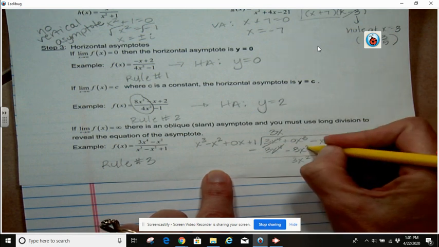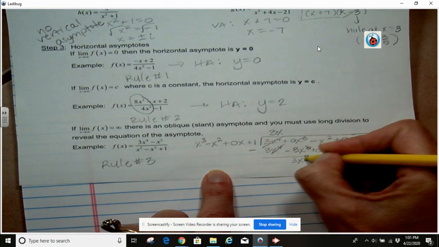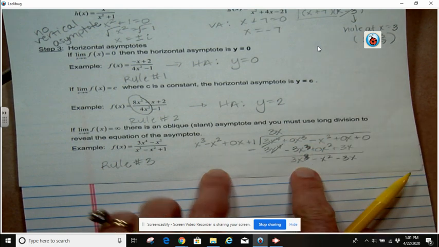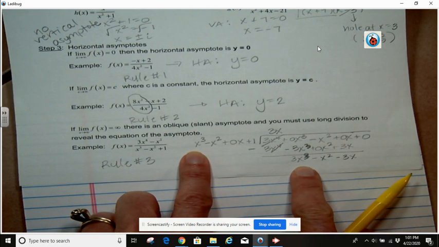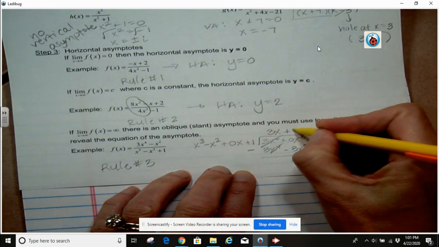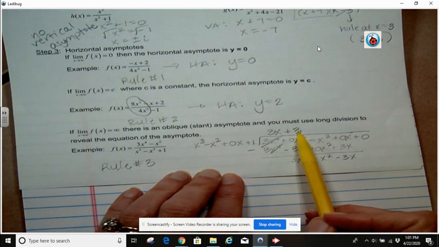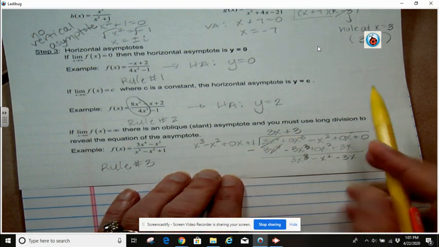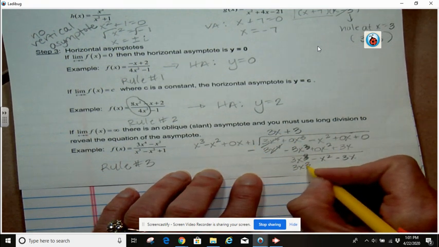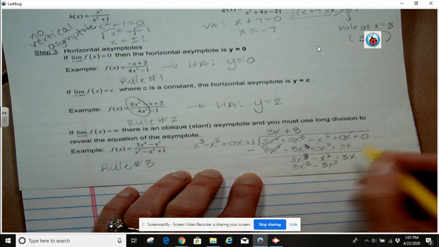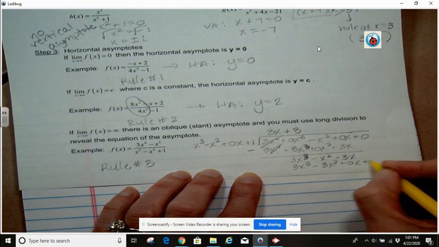That should be a cube. Missed that. Okay. So what would you multiply by x cubed to get 3x cubed? You would multiply by positive 3. So start the process of multiplication over again. Distribute this positive 3 to this polynomial. You get 3x cubed minus 3x squared plus 0x plus 3.